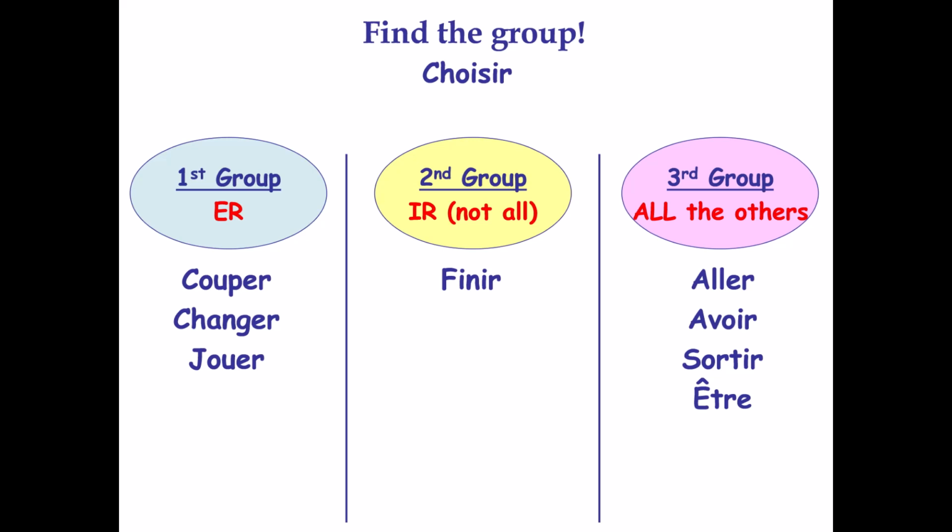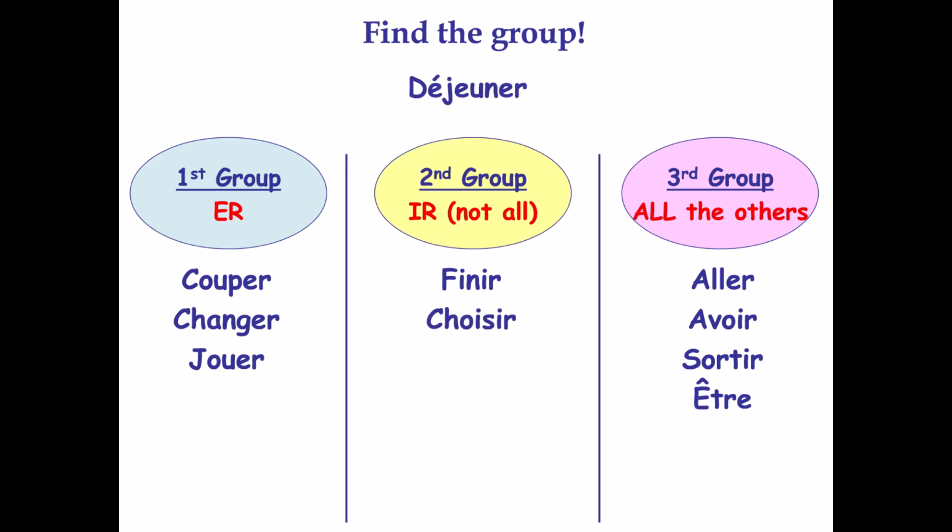What about choisir, to choose? Choisir ends with IR, so it could belong to group 2. But does it have the "is" sound when you conjugate it for we? We choose is nous choisissons. You got it, yes. Choisir belongs to group 2.